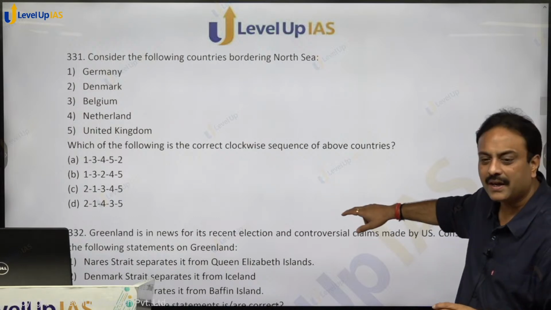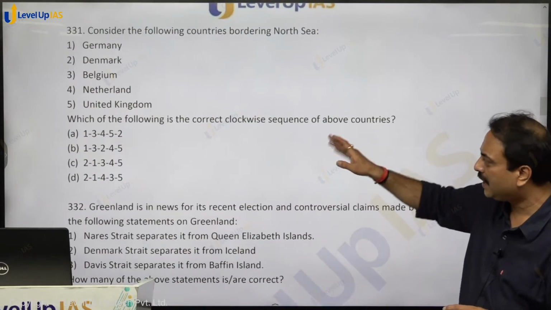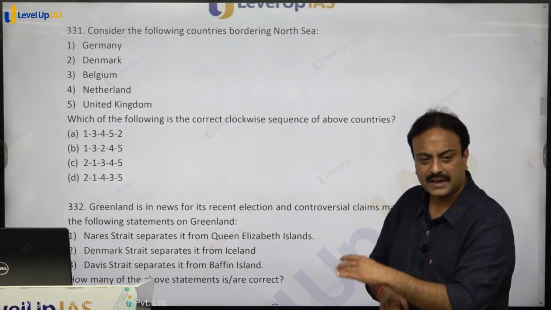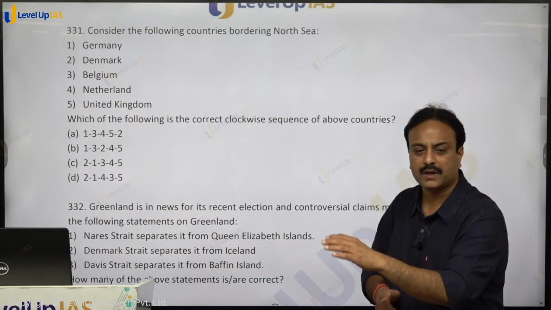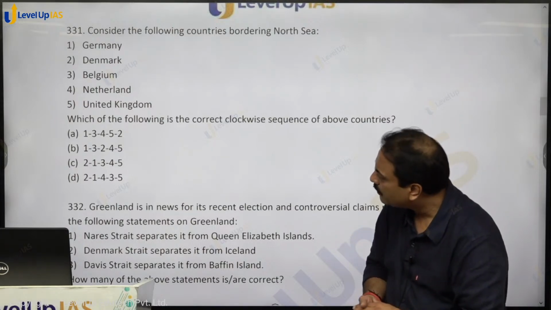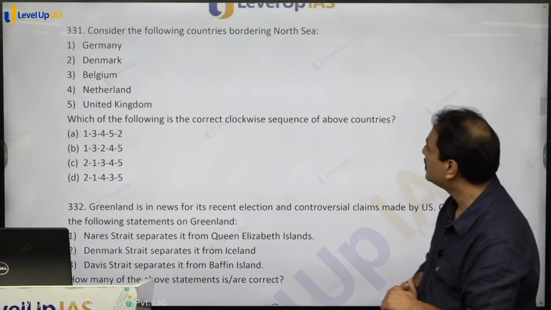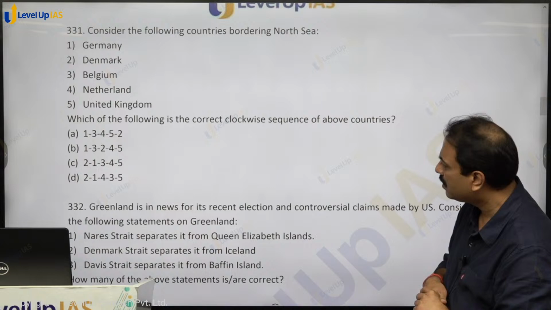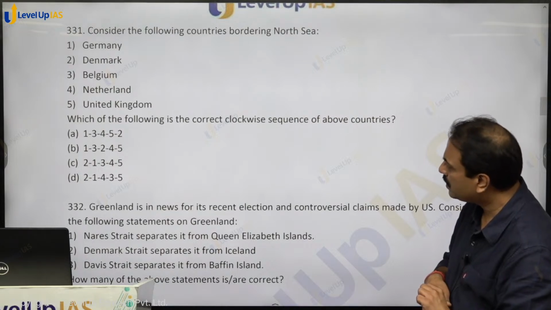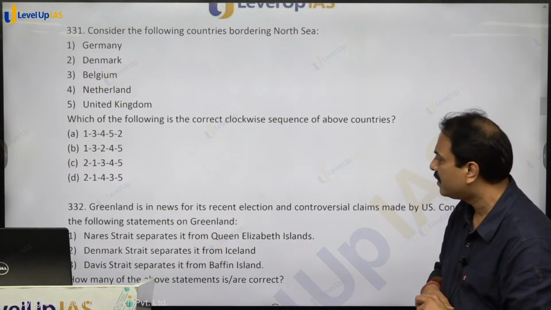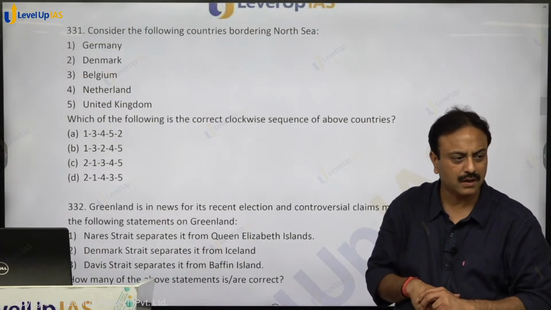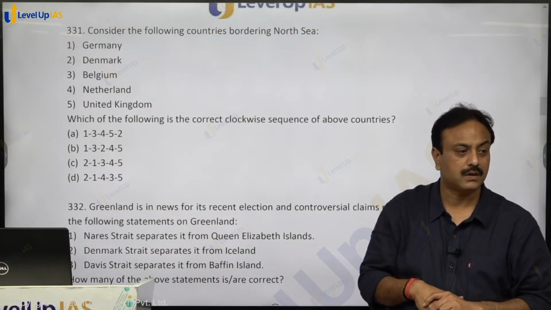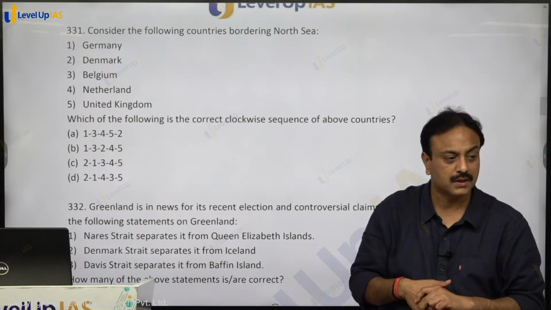Work for that. Without wasting time, here it will be starting with Denmark, followed by Germany, followed by Netherlands, then Belgium, then UK. So starting with Netherlands, Denmark. So it will be 2, 1, 4, 3, 5. Option D, D for dog shall be the answer. Sweden nahi, Norway. Sweden is not bordering North Sea.